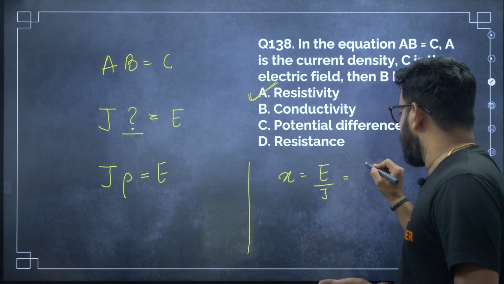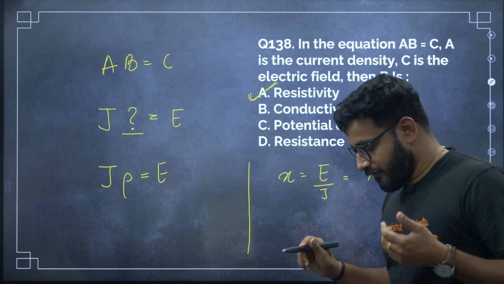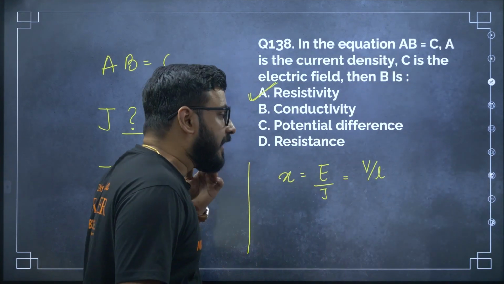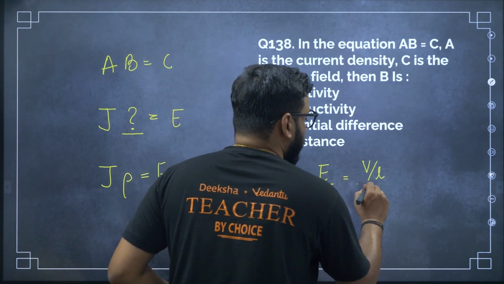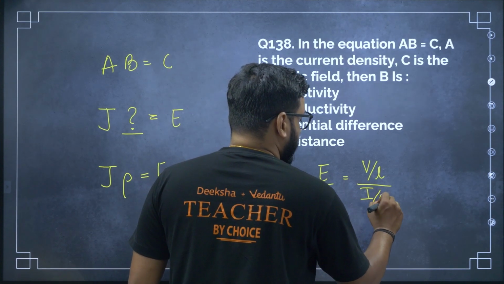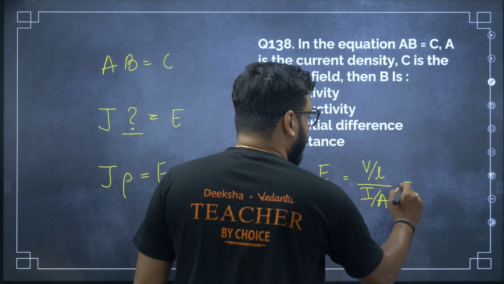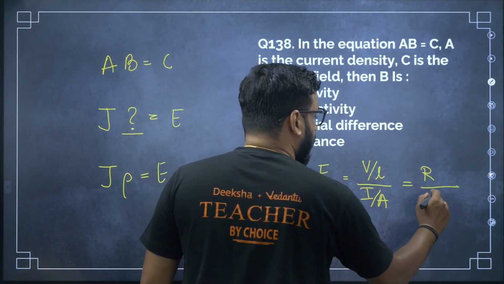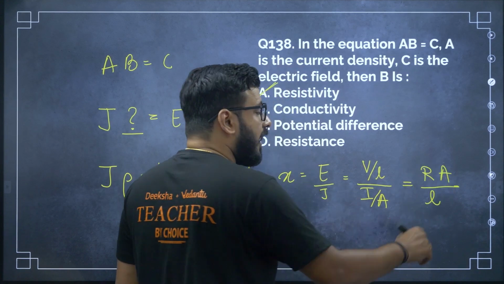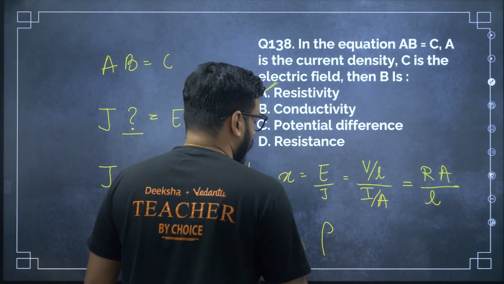It is V divided by L, potential difference per unit length, that is electric field, divided by current density, which is I divided by A. Alright, just rearrange this. V by I is R, L goes down into A. What is R into A by L? We all know it is nothing but rho.